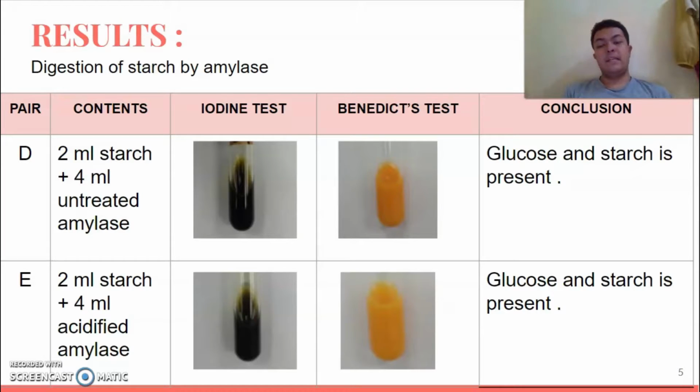In test tube pair E, 2 ml of starch and 4 ml of acidified amylase is placed inside the test tube. Iodine turns blue-black and Benedict solution makes an orange-red precipitate. This shows that both glucose and starch are present.